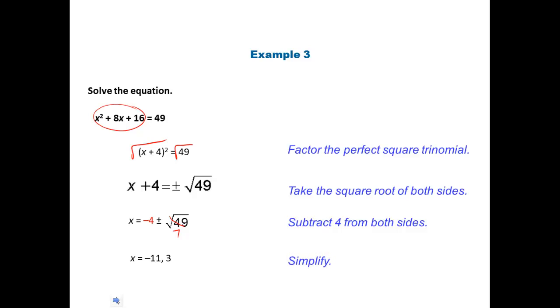So our answer, negative 11 and 3, which we get because we did negative 4 plus 7 and negative 4 minus 7. That's how we came up with our two answers. Okay, negative 4 plus or minus 7. We do the plus and we do the minus, and we get both our answers.